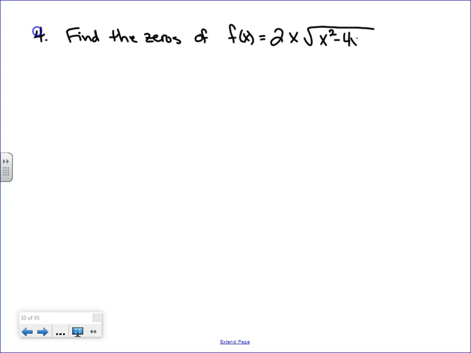Find the zeros. F of x equals 2x square root of x squared minus 4x plus 3. Go. What if you were not allowed to use your calculator tomorrow? What? Oh, come on, you don't need it. For those of you that were cheating, go.